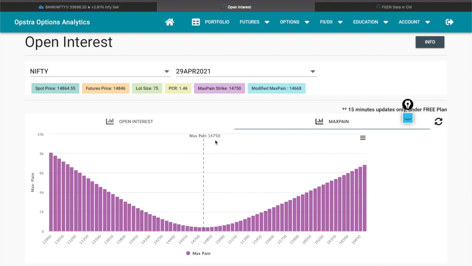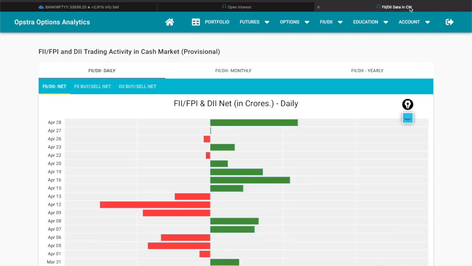Max pain is moving at a great rate. 14,750 is the max pain rate, so that is a good sign for a bullish move. Okay, so our open interest data is very positive. The max pain is also very positive. Now let us come to the FII and the DII data that came up today.